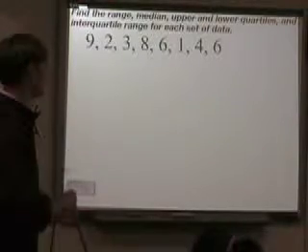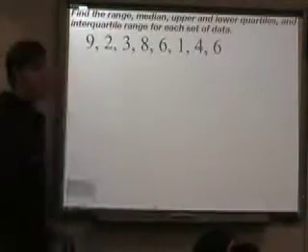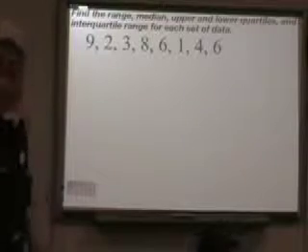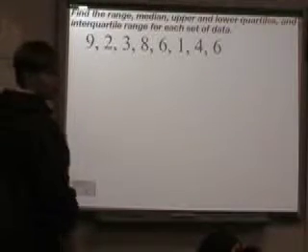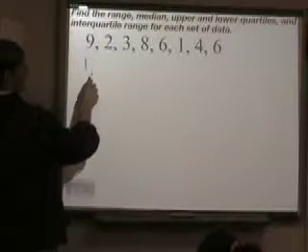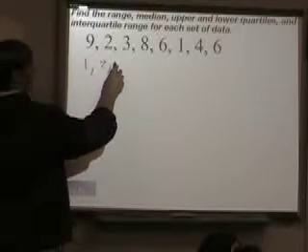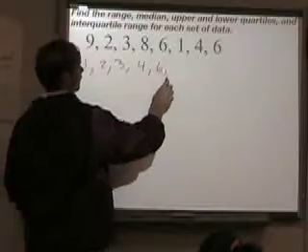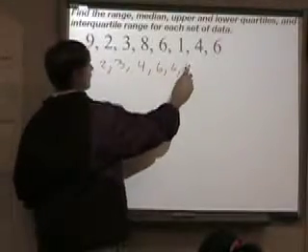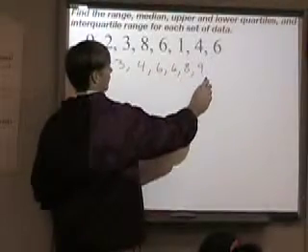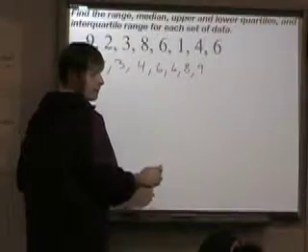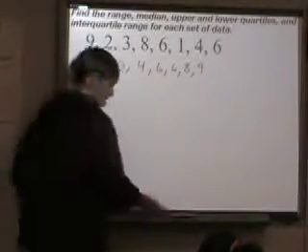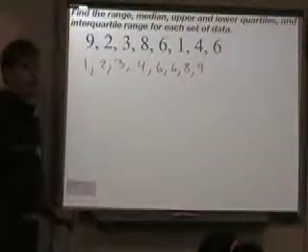All right, LA, tell me the first step is to do what, LA? Least to greatest. So what is it from least to greatest? 1, 2, 3, 4, 6, 8, 9. Is that it? It might be, I don't know. Yeah. Okay. So there's your data from least to greatest.